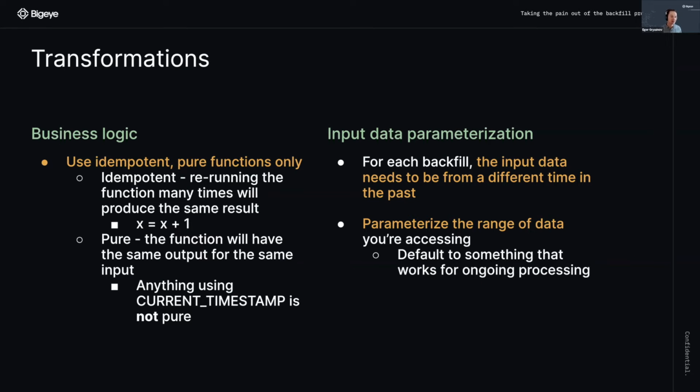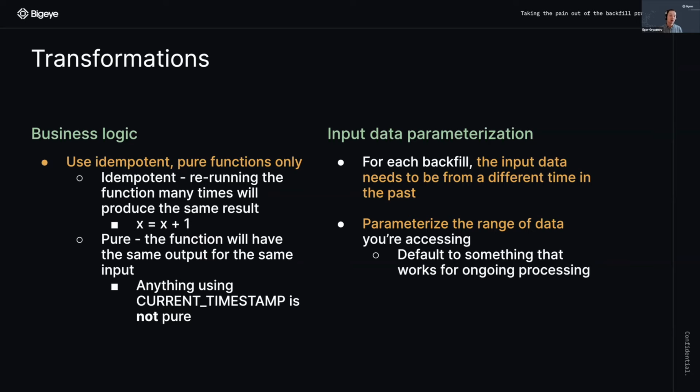So let's start with the business logic. The one thing that I could come up with when I was putting this together is that the most important thing is to use idempotent and pure functions only. So let's break this down. First off, idempotent, what does that mean? It means rerunning the same function, the same logic, is going to produce the same result no matter how many times you run it. A counterexample to this is x equals x plus 1. In SQL, this might be CASE WHEN column is not 0 THEN column = column + 1.